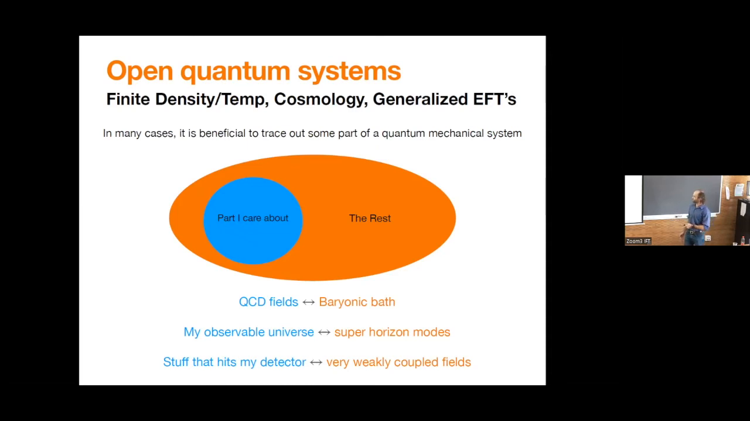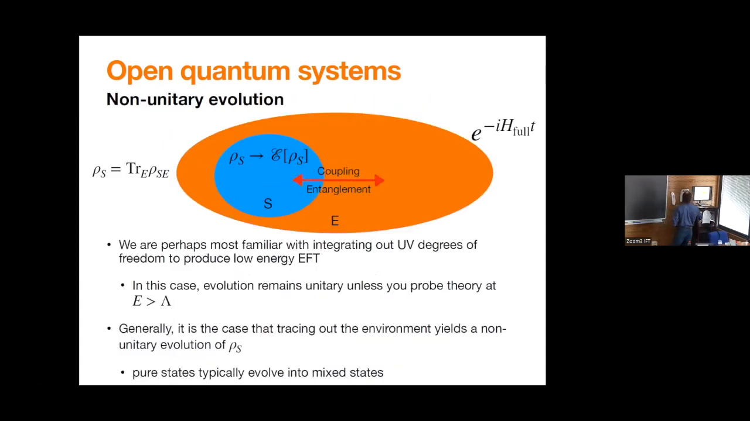And there are different ways you might partition this picture. Maybe the part that I care about are the QCD fields. The rest is the bath of baryons. Maybe this is my observable universe, and the rest is whatever is outside the horizon that I even in principle have no access to. Or maybe I have stuff that actually hits my detector versus some very weakly interacting stuff that I have no chance of actually seeing. And so the idea is we want to trace out over the stuff that we don't have access to and understand what the effective evolution will be of the part that I care about.